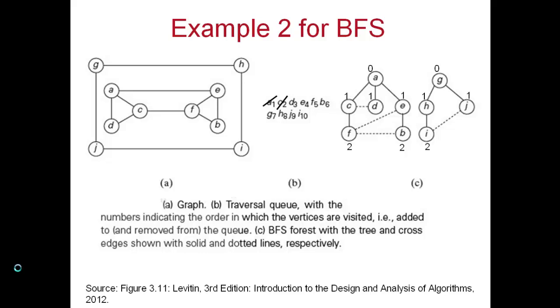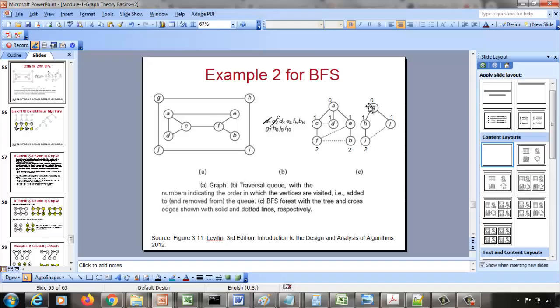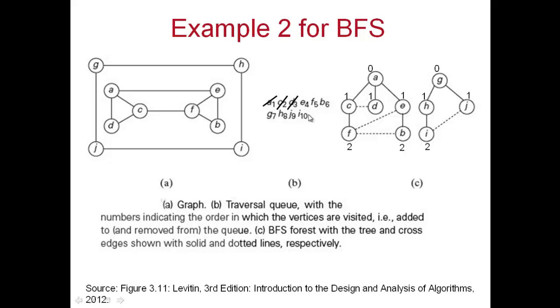Okay, so D is now to be dequeued. For D, both the associated edges with A and C are already classified, so there's nothing we can do with D. So we remove D from the queue and explore now the neighbors of E. For E, the edge to A is already classified, but the edges to F and B are not yet classified. But you see, F has already been visited through C, so this edge between E and F should be called a cross edge.